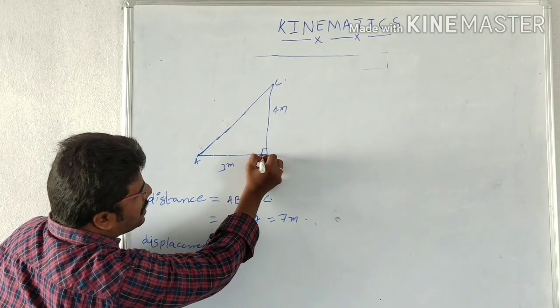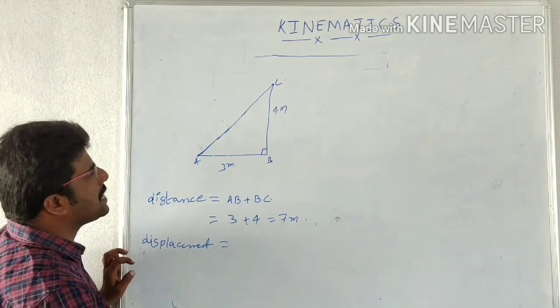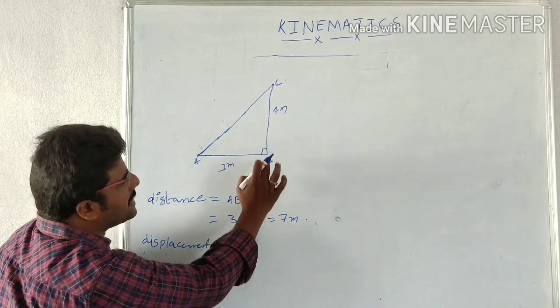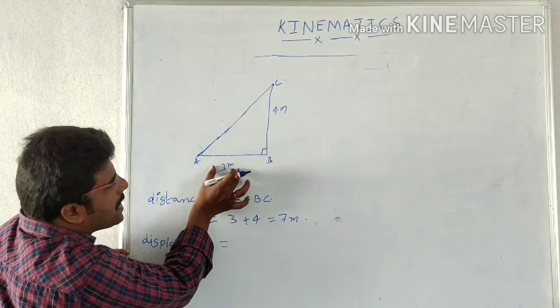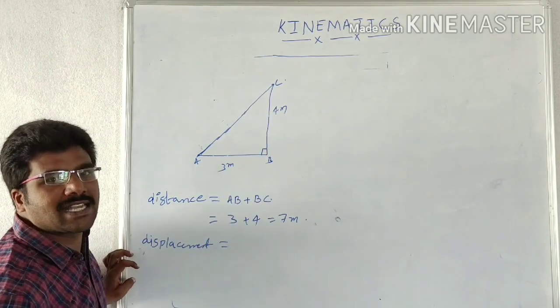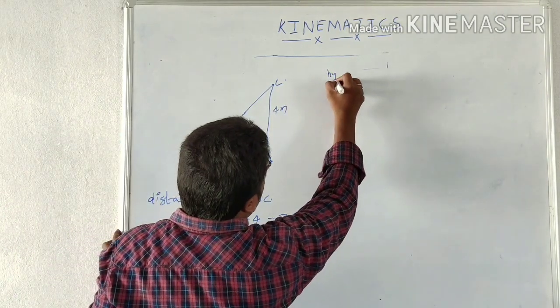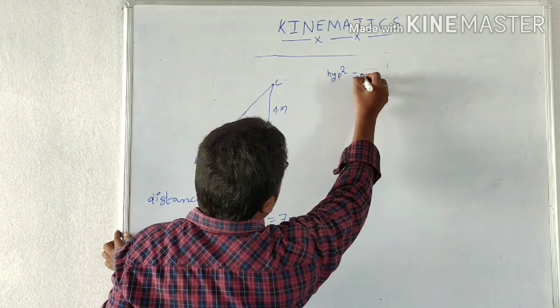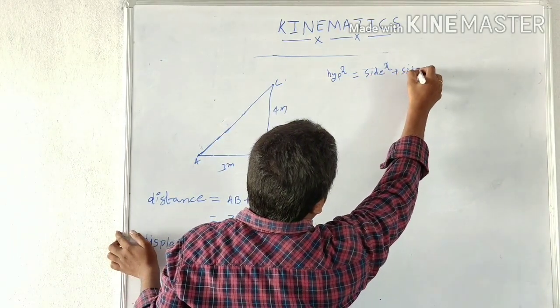So I think you have heard in maths of the Pythagoras theorem. What is the Pythagoras theorem? This is a right angle; here it is making 90 degrees. So this becomes the hypotenuse. This becomes one side of the triangle, and this is another side of the triangle. The Pythagoras theorem: hypotenuse square equals side square plus side square.